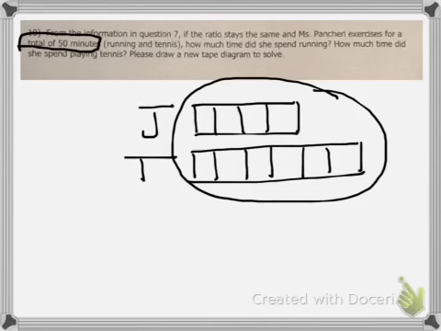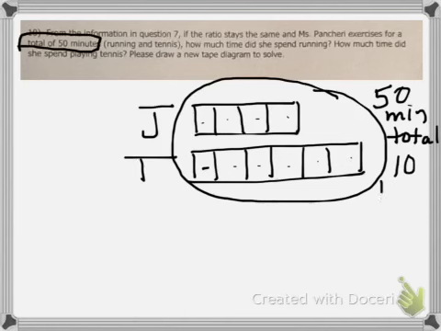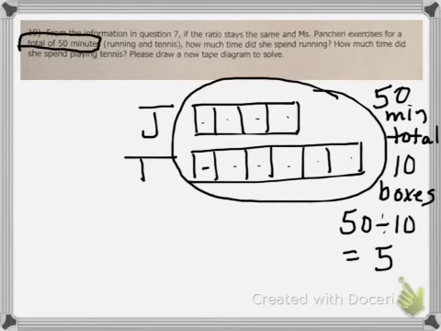So all of those boxes that I circled represents the 50 minutes that she spent running or jogging and playing tennis. And I have a total of 1, 2, 3, 4, 5, 6, 7, 8, 9, 10 boxes. So I'm going to divide my 50 minutes by the 10 boxes to tell me how much goes into each box, and that's 5. 5 in each box for the tennis and the jogging.